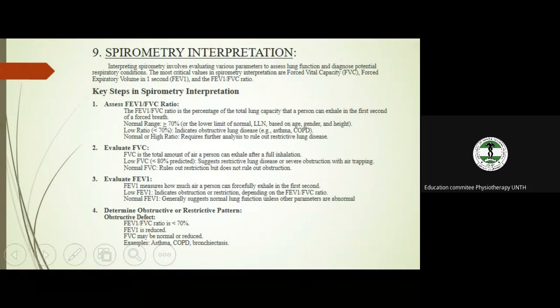Low FEV1 indicates obstruction or restriction, depending on the FEV1 and FVC ratio. Normal FEV1 generally suggests normal lung function, unless other parameters are abnormal, which I've just mentioned. You should not take things at face value. You must critically observe the result and determine the obstruction or restriction pattern. We have mentioned them before.